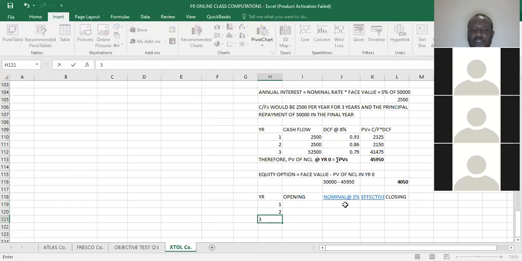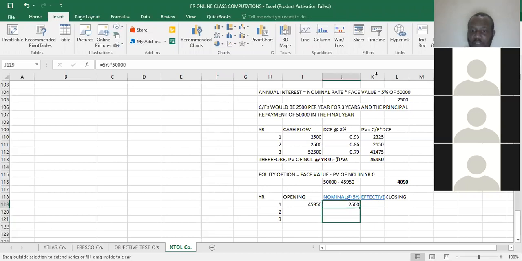So our opening liability now will be our opening. We got that already. The present value will be our opening. Now our nominal value is 5%. But your 5% will be on your face value. It must be on your face value, and that one will never change. So if you are doing for 3 years, then this figure will be 25 for those 3 years. It will not change. It will continue being 25.